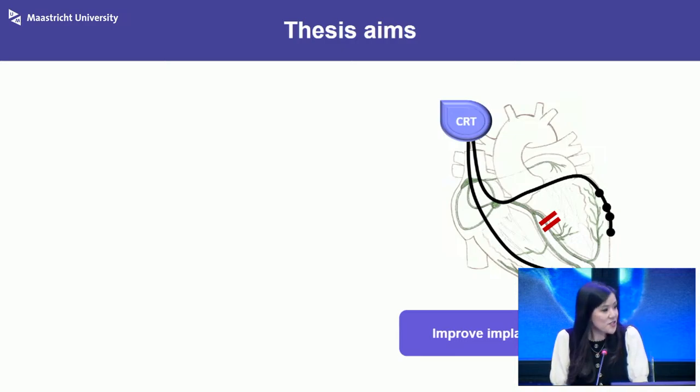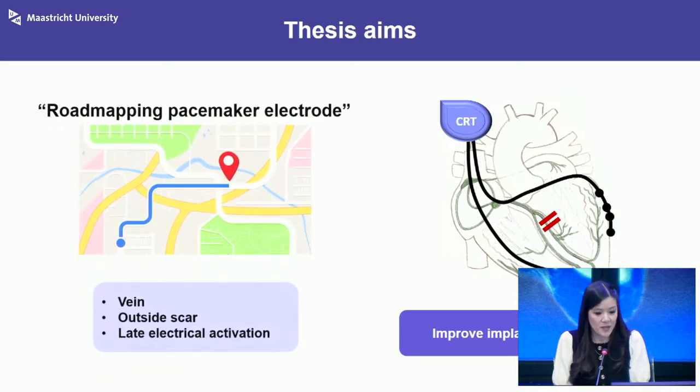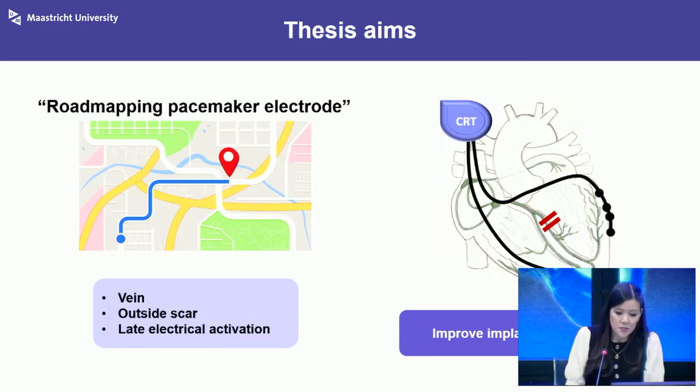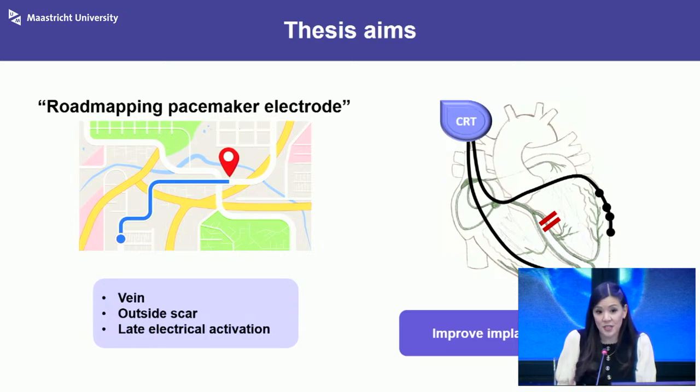During conventional CRT implantation, the pacemaker electrode is placed in the left heart chamber, and the left heart chamber electrode is positioned in an arbitrary vein on the heart. We aim to tailor the electrode placement by creating a roadmap to guide an electrode to a vein remote from scar in a site of late electrical activation. As you can imagine, when you pace a site that's really late electrically activated, you may induce more electrical synchrony and subsequently may induce a better pump function of the heart.